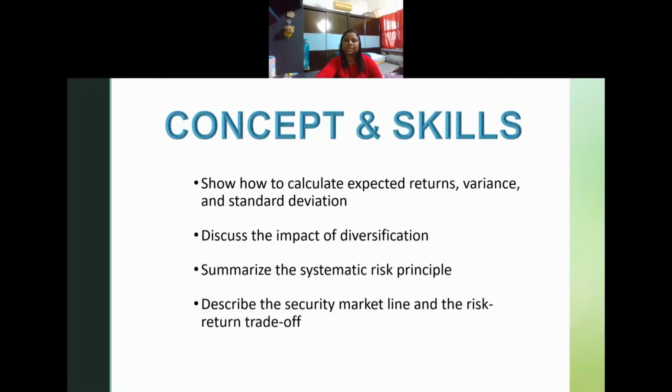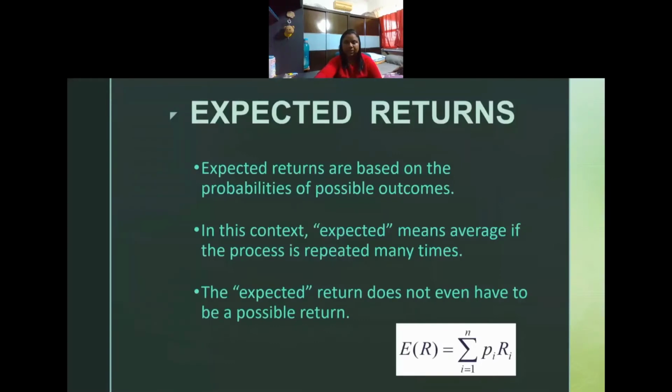Number 2, the impact of diversification. Number 3, the systematic risk principle. And lastly, the security market line and the risk return trade-off. Next, we'll be looking into the expected returns slide.